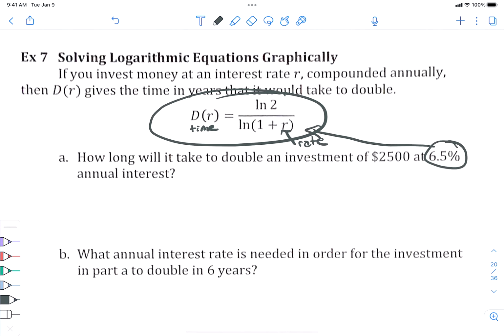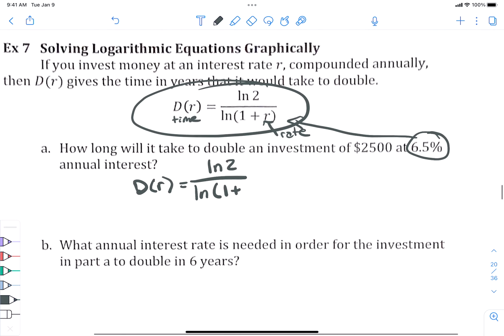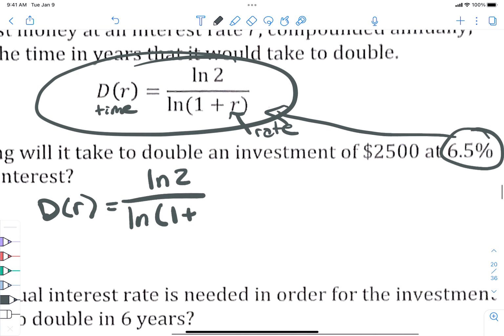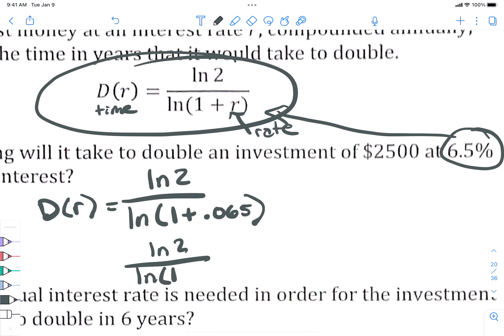So 6.5% goes in for my interest rate, and we're going to figure out how long. So we're just finding D, and that's ln of 2 over ln of 1 plus the interest rate, which is 0.065, right? So can we just plug that in? You can just plug that in. So ln of 2 over ln of 1.065.